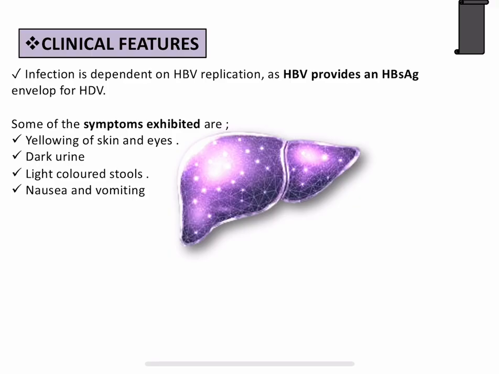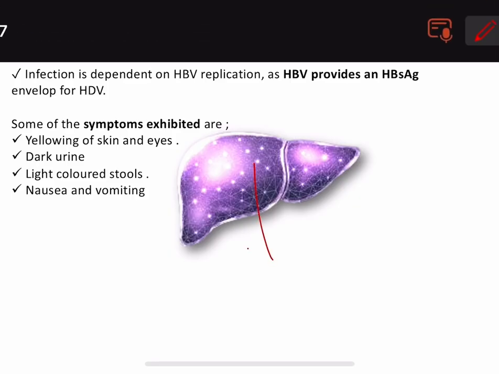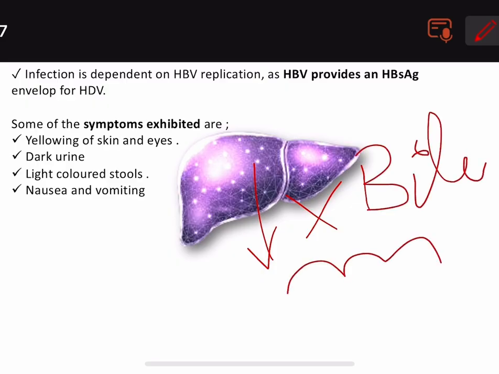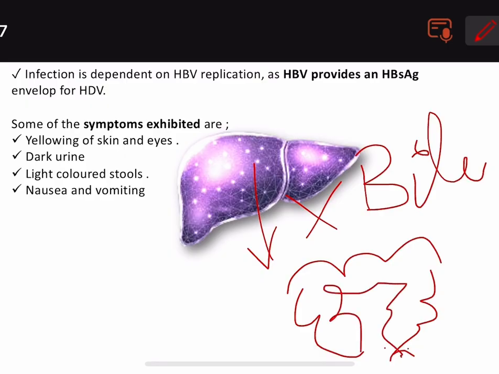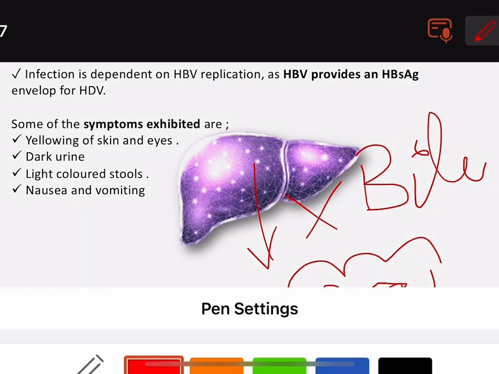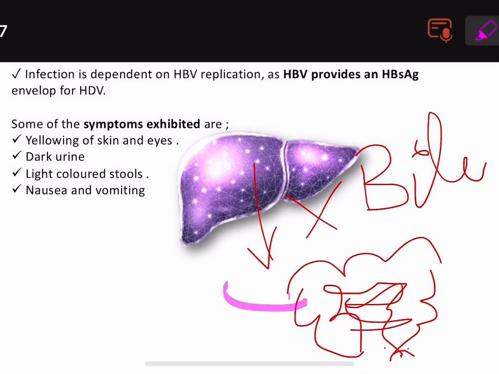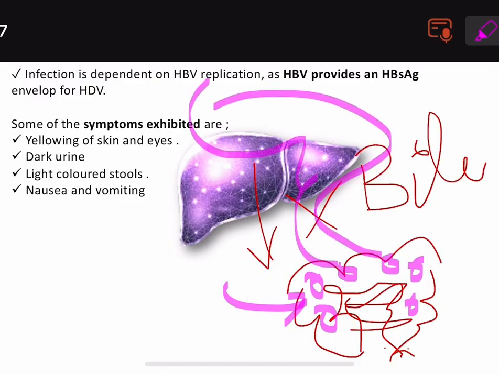Let me again draw it for you. So there is impaired bile secretion into the intestines, okay? And the intestines are no longer able to absorb the nutrients. The intestines are not able to absorb. As a result, what happens? There is nausea and vomiting.